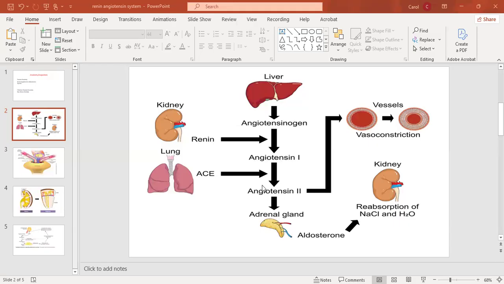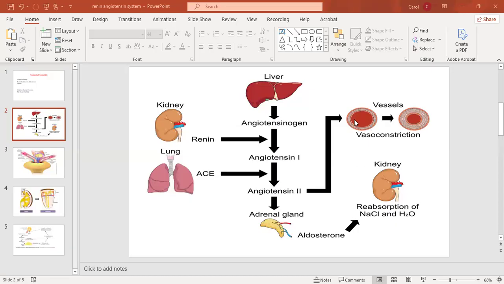Angiotensin converting enzyme is going to further convert angiotensin 1 to angiotensin 2. Angiotensin 2 will continue circulating in the blood, and it will go to the adrenal gland, and it will stimulate the adrenal gland to produce aldosterone. Now, before we go to aldosterone, one of the functions of angiotensin 2 is that it goes directly to the blood vessels and causes vasoconstriction.